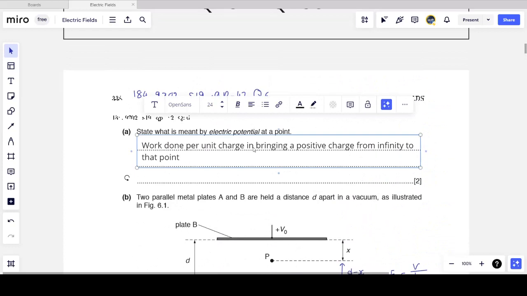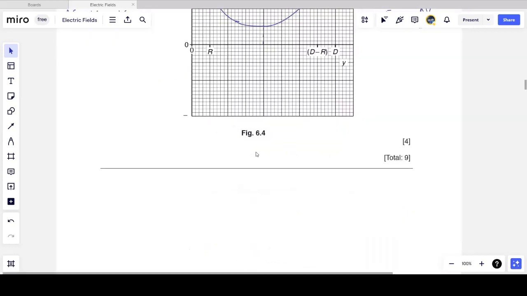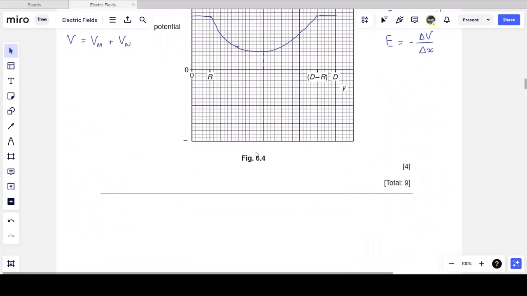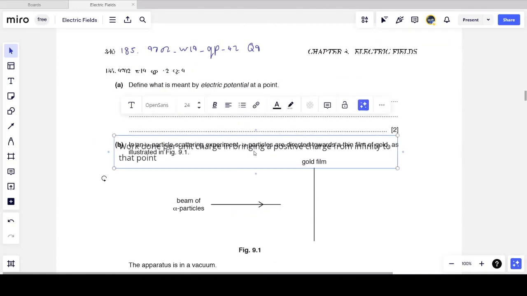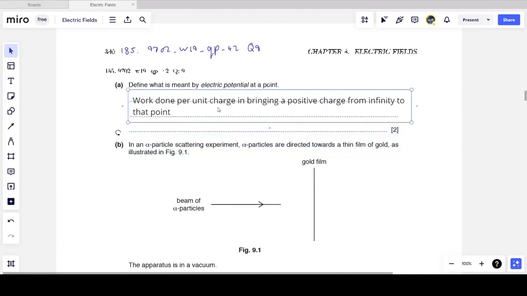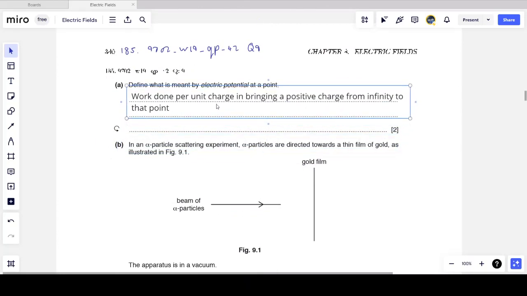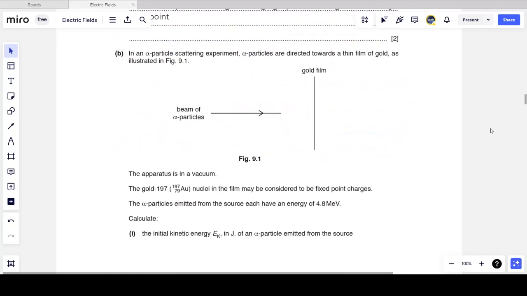Explain what is meant by electric potential at a point. And you know what electric potential at a point is. It is the work done per unit charge in bringing a positive charge from infinity to that point. Again, you need to know definitions.